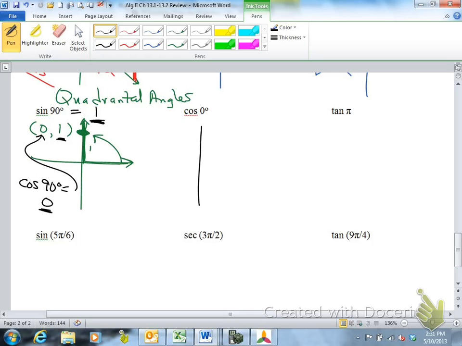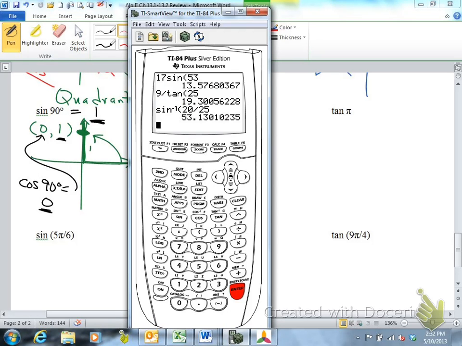Cosine of 0 degrees is right here, 0 degrees. And you need this ordered pair, which is 1, 0. And cosine corresponds to the x-coordinate. So we would have cosine of 0 is 1, which obviously is the same thing the calculator gives us. Cosine 0 is 1.